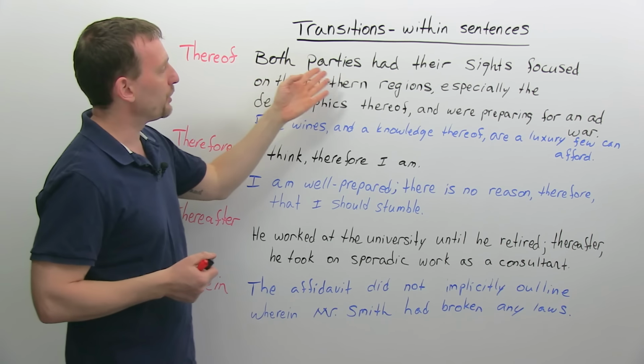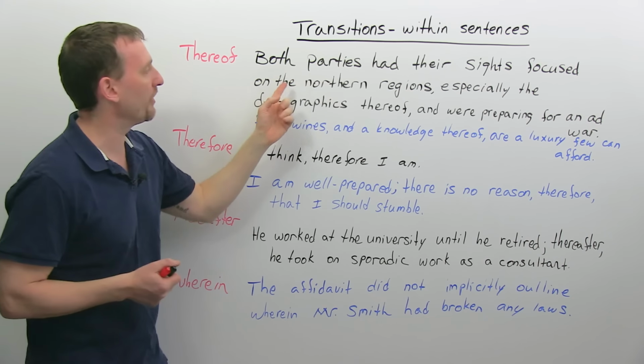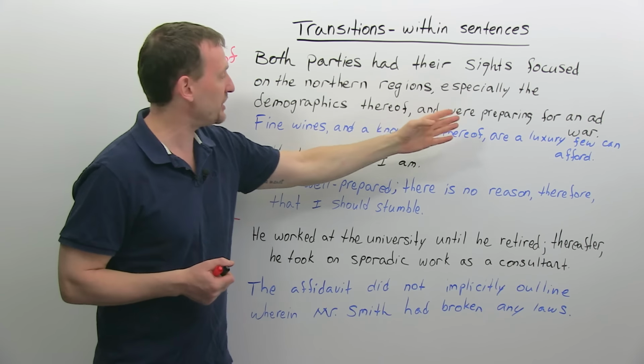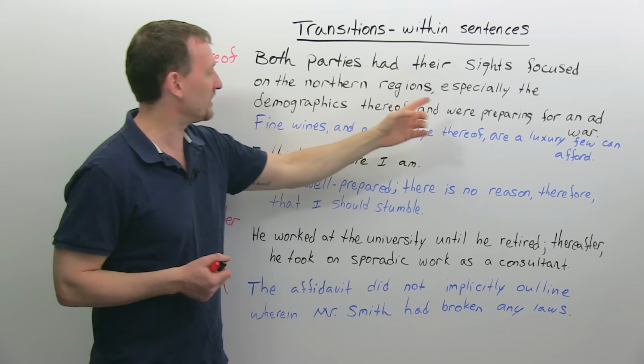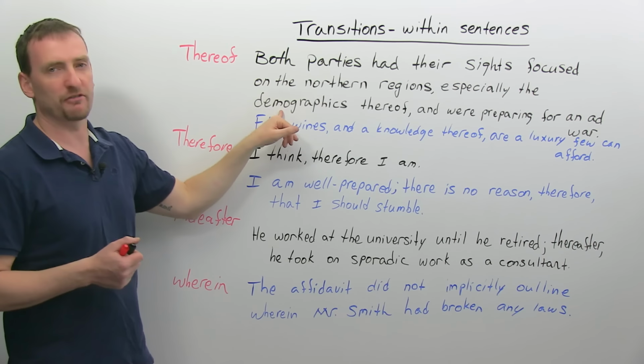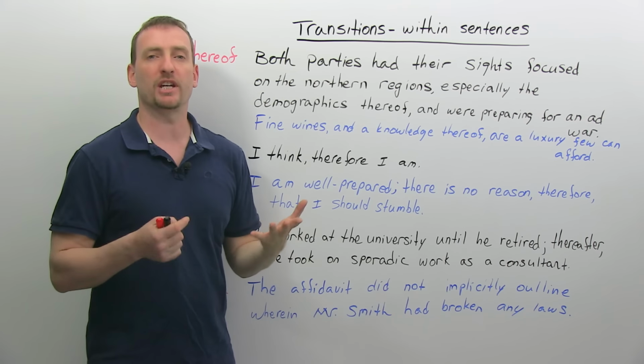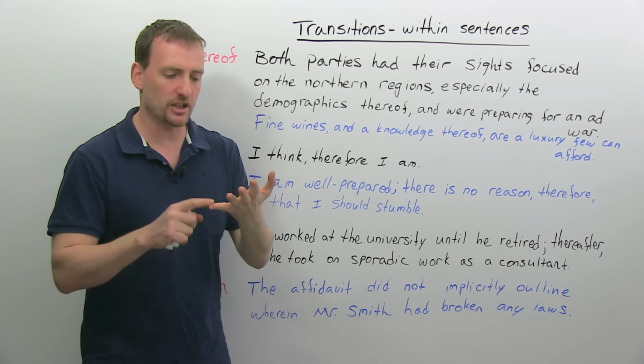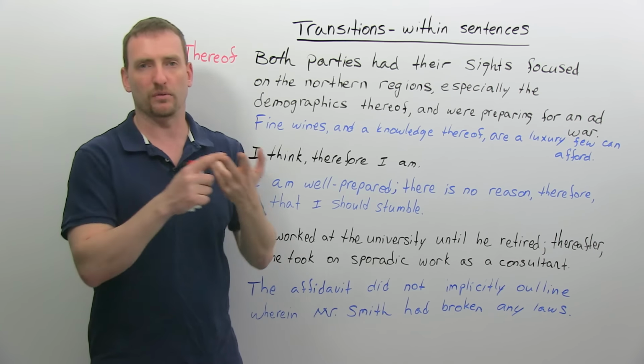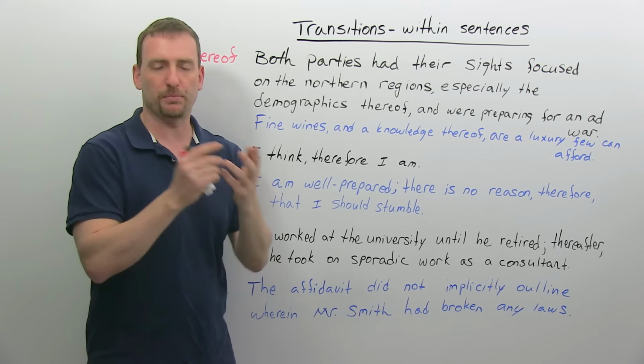Let's look at an example. Both parties had their sights focused on the northern regions, especially the demographics thereof. So the demographics, and we're preparing for an ad war. The demographics, this means the statistics, the information about what type of people live there, like their ages, their ethnicity, which party do they lean to? So all the information about the people. So we're talking about the demographics of the people in the northern regions. Okay? So they had their sights focused on the northern regions, especially the demographics of the northern regions.